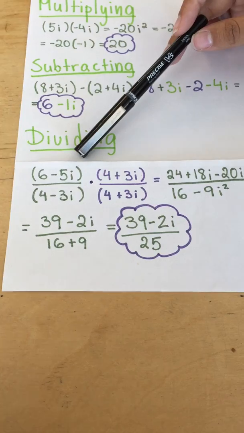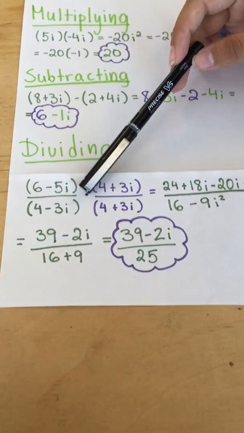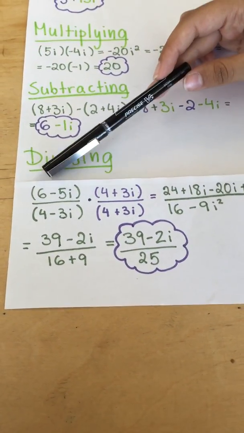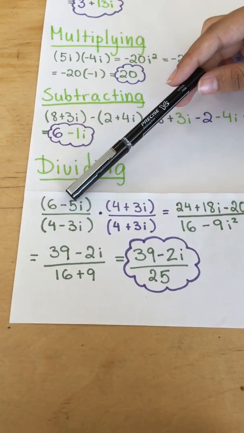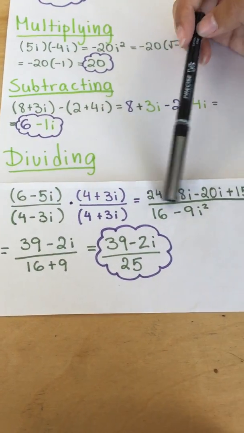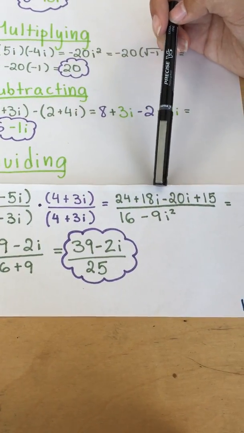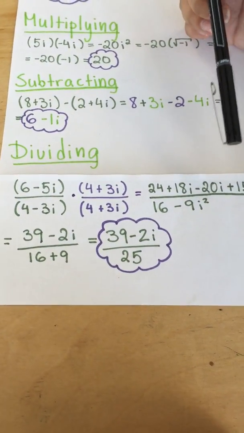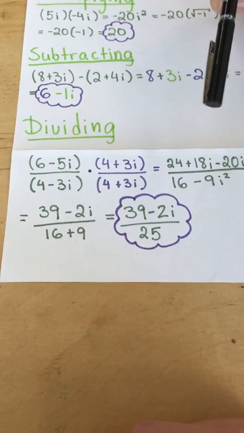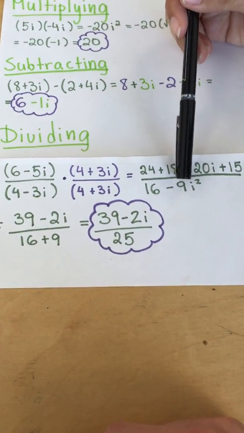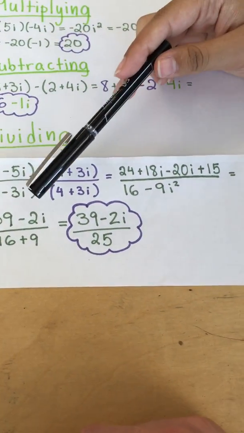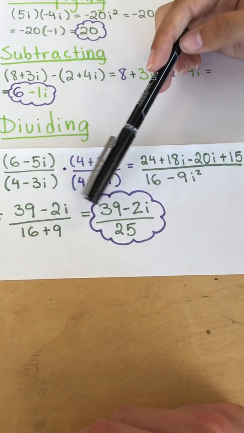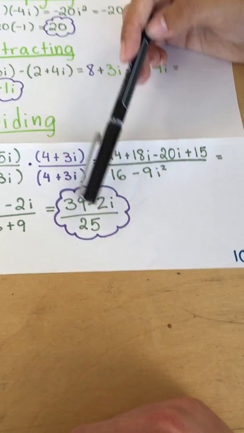Dividing is you take the reciprocal of the denominator and multiply it by both sides. So if you're multiplying across, 6 minus 5i times 4 plus 3i, you end up with 24 plus 18i minus 20i plus 15. And then the bottom is 4 minus 3i times 4 plus 3i, and you get 16 minus 9i. And if you simplify the numerator and denominator, you end up with 39 minus 2i over 16 plus 9, which ultimately gives you 39 minus 2i over 25.